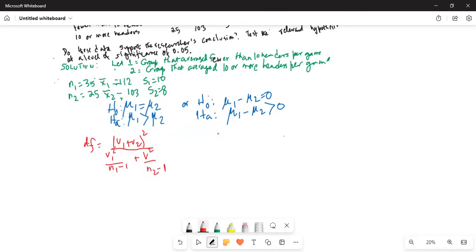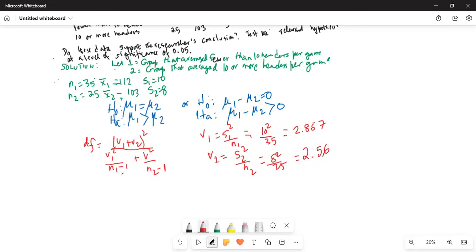Okay, so what is V1? V1 is s1 squared by n1, which is equal to 10 squared by 35, which is equal to 2.857. And what is V2? V2 is equal to s2 squared by n2, which is 8 squared by 25, which is equal to 2.56.